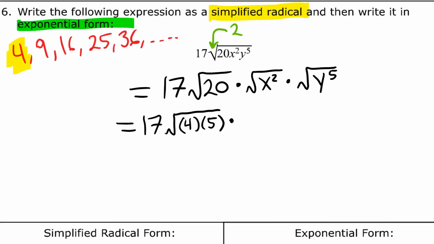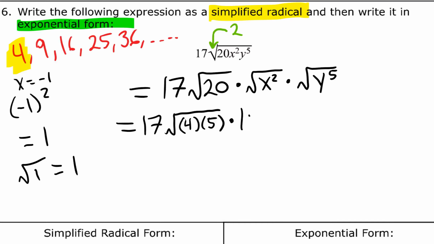Okay, now since x can be any number, I just want to point this out. This is the technicality. Since x can be any number, whenever you take a negative number and square it, you get a positive number. Let's say that x equals -1. -1 squared is 1. Okay, if we take the square root of 1, we get 1. We don't get x. So this is actually the absolute value of x times the square root of y to the 5th. And I'm going to rewrite that here in a second.